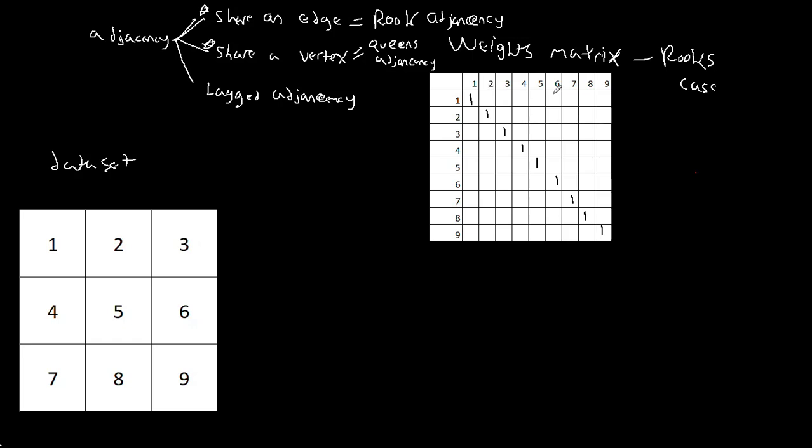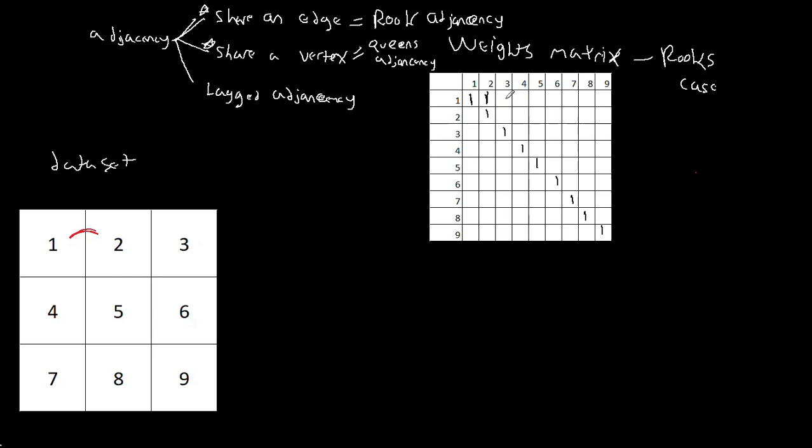We're going to fill in this top half here because the bottom half is going to be the same, or I should say the reflection. We're going to fill in this part up here. So let's look at 1 and 2. Are 1 and 2 adjacent? Well, they share an edge, so yes, they are. In this case, this would get a 1.